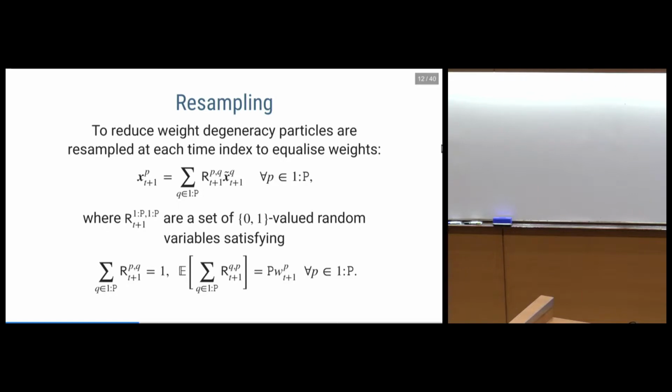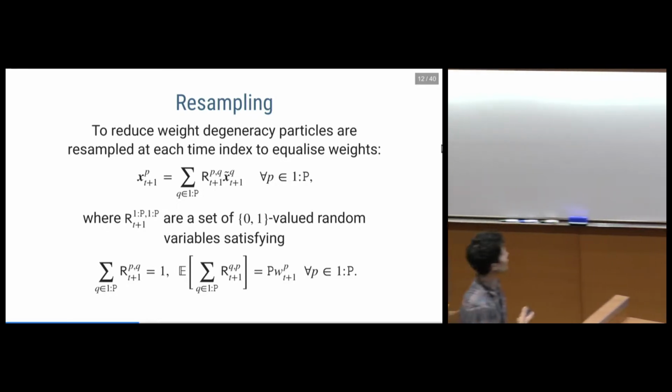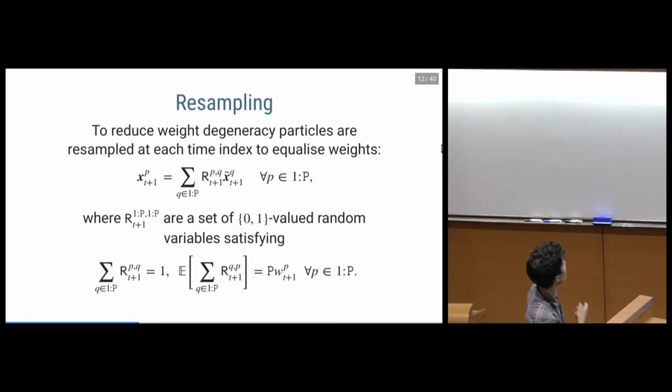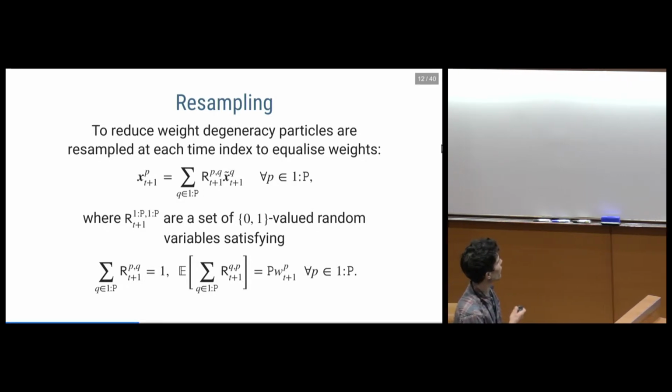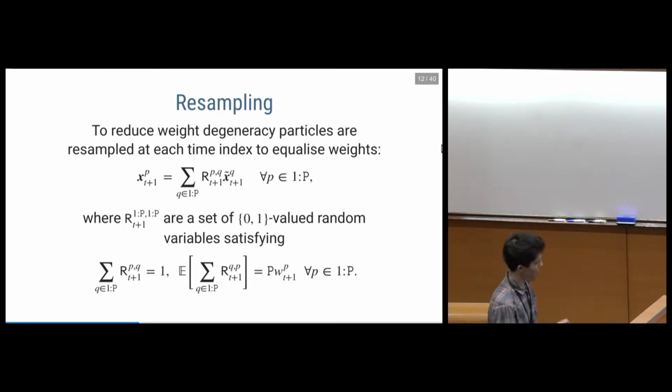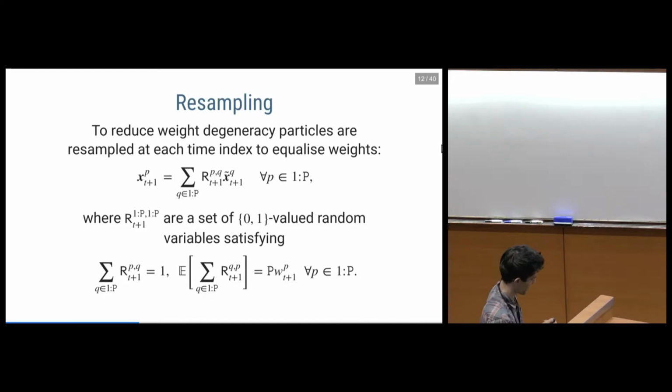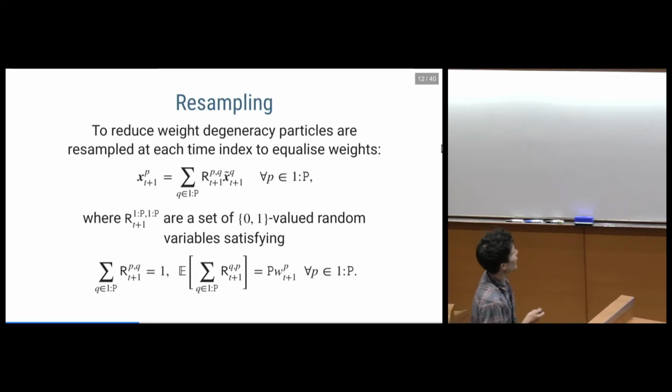There are different ways we can implement this actual resampling. We can trivially do something like multinomial resampling, where we resample each of these sets of R variables independently from some multinomial distribution, the indices corresponding to that multinomial distribution. Or we can do things like systematic resampling, which are lower variance in practice by using fewer uniform random variates in the generation of random variables meeting these conditions.